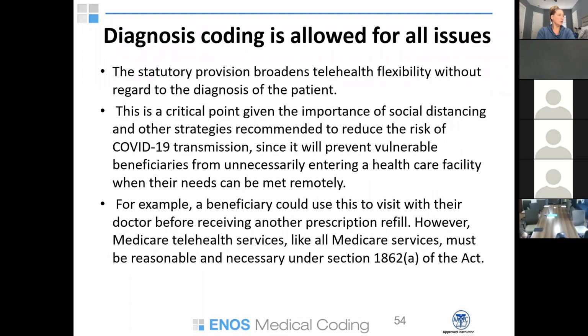Under the statute, you do have flexibility without regard to diagnosis, so it doesn't have to be a COVID-19 related remote evaluation management visit. It can be for anything, because the whole purpose of this is to prevent vulnerable beneficiaries from unnecessarily entering a healthcare facility when their needs can be met remotely. So this is all in the name of social distancing, for whatever reason the patient needs to communicate with their provider.